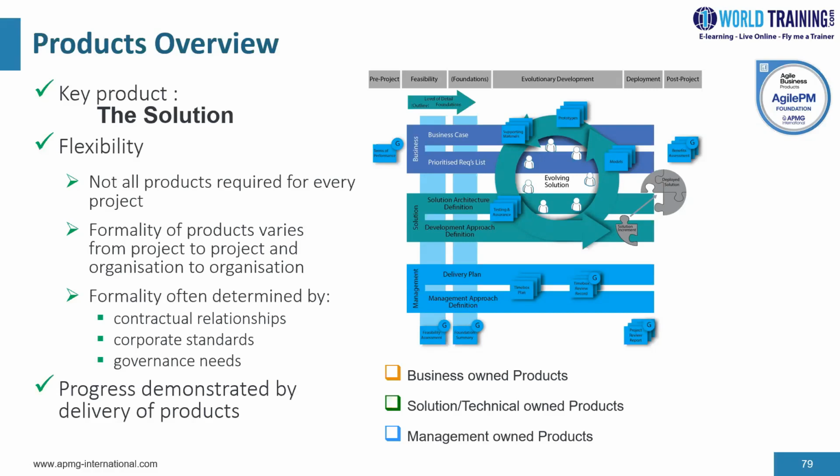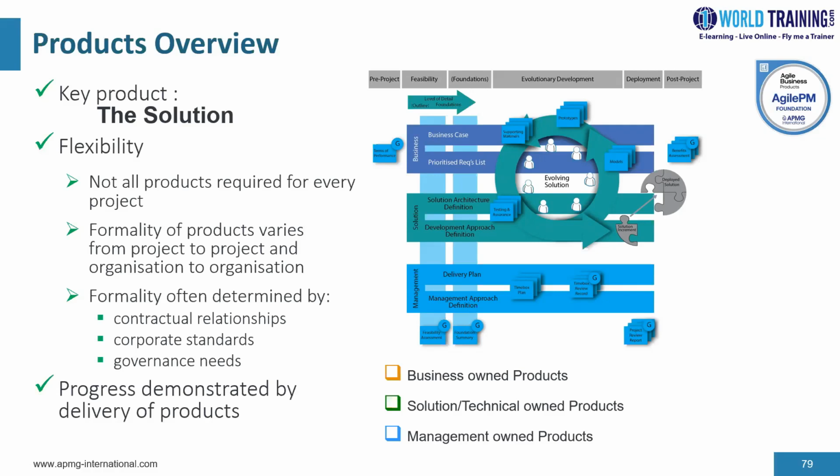Now, you have products classified into 3 layers: business, solution, and management. On the business front, you have products which are characterized by dark blue color. On the solution front, you have products characterized by green color. And on the management front, we have products characterized as light blue color.